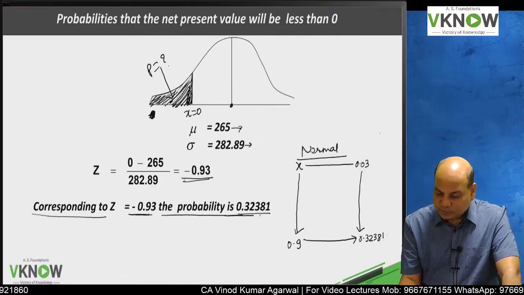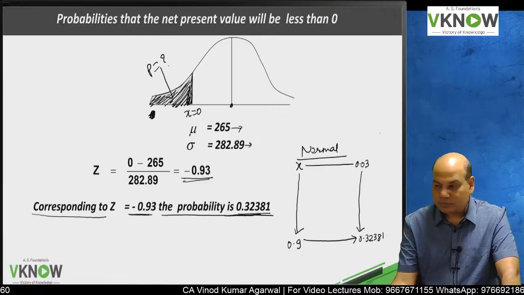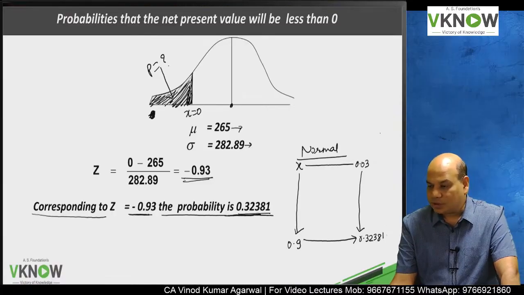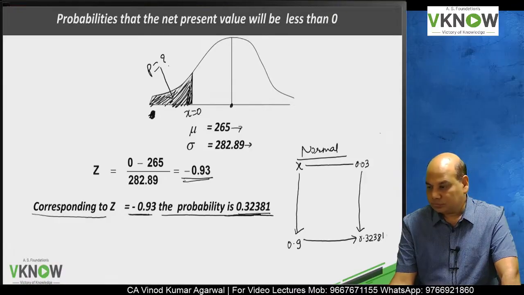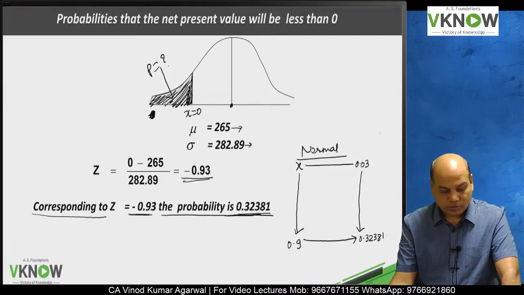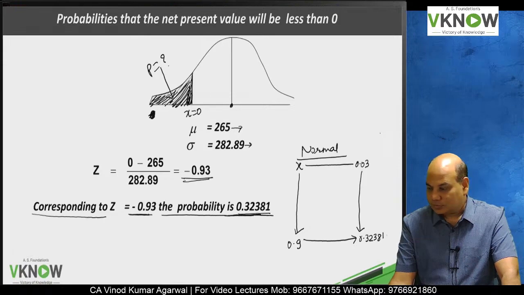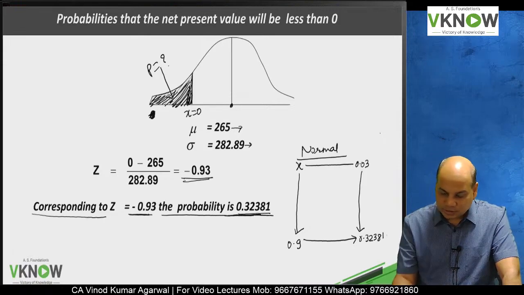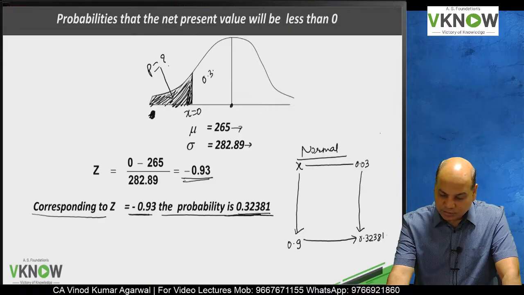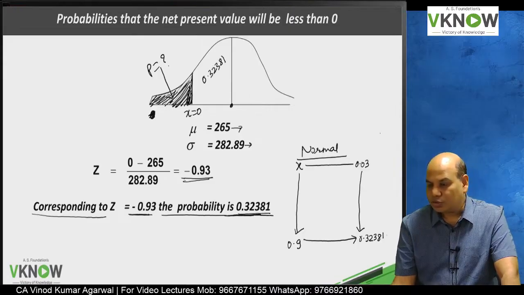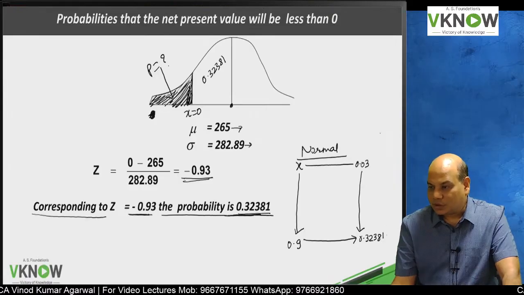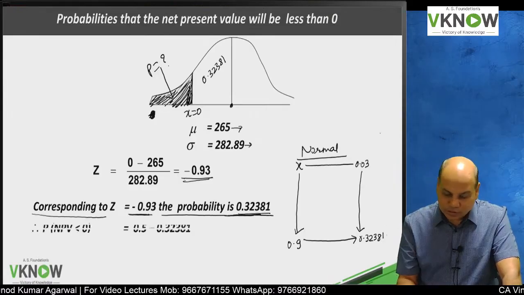the probability is 0.32381. Are you able to locate 0.32381? But that is the probability of this area between 0 to 265. I want less than 0. So what will I do?